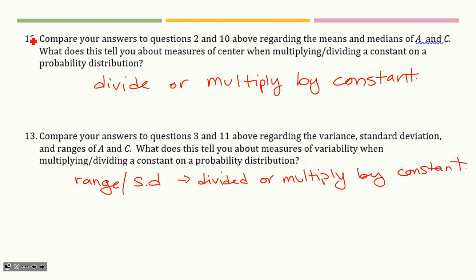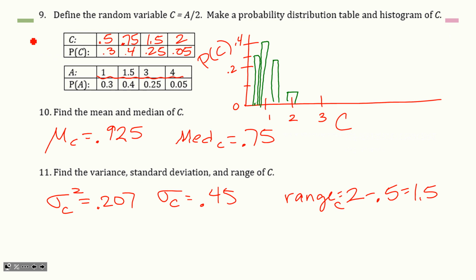But check to see about the variance, or in other words, sigma squared. If I take sigma squared from the random variable A, which was 0.827, right? And if I divide that by 2, because we divided all the C values by 2, do I get my new variance here? I do not.